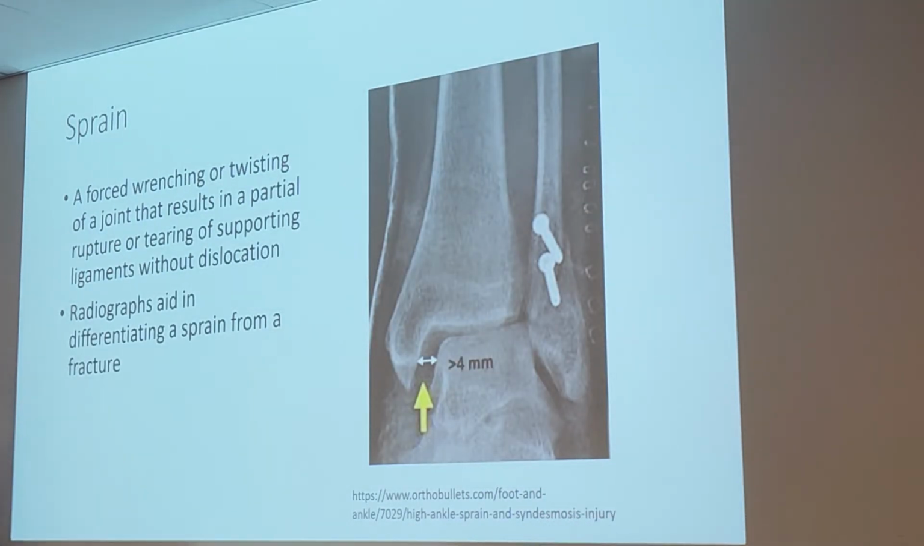Okay, sprain. This happens when there's a traumatic motion, like a strong force. So in this case, wrenching or twisting. It disrupts the ligament. Ligament normally holds the two bones together in place. So now that the ligament is no longer functioning properly, the bones can separate and you have this unnatural widening of the joint space. Has anyone seen stress views of the ankle in clinic?